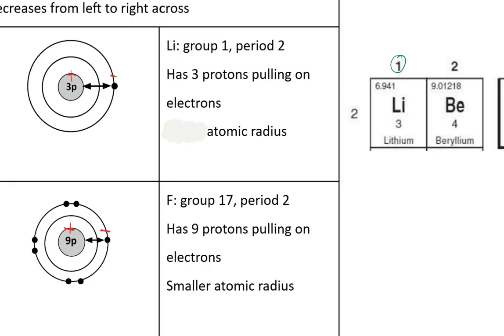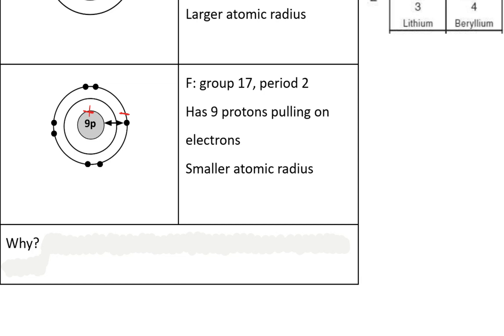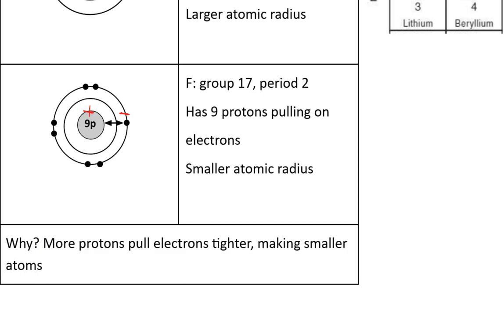It has more people on its tug of war side. Lithium only has 3 protons trying to pull the electrons, and that's not very much to pull. So that makes the atom larger. Okay, so if I'm going to sum all of that up, why does this pattern happen in the atomic radius? It's because we have more protons pulling the electrons tighter, and that makes smaller atoms as you go across the period.